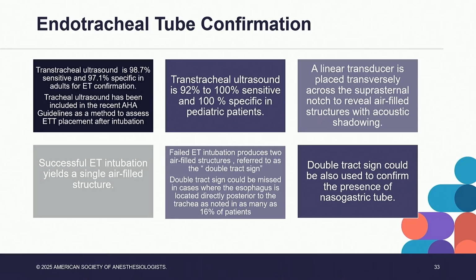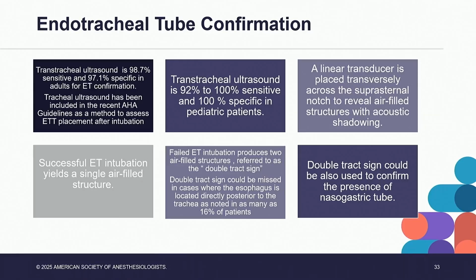The transtracheal ultrasound is 98.7% sensitive and 97.1% specific in adults for endotracheal confirmation. Tracheal ultrasound has been included in the recent AHA, American Heart Association, guidelines as a method to assess endotracheal placement after intubation. Transtracheal ultrasound is 92 to 100% sensitive and 100% specific in pediatric patients.